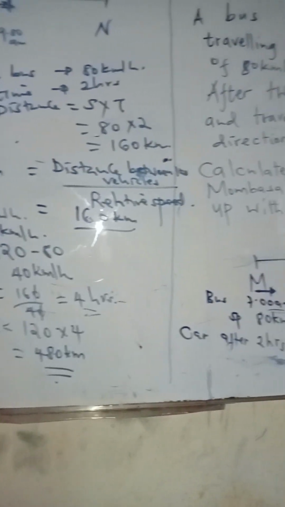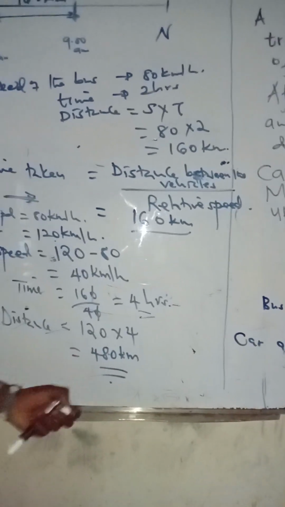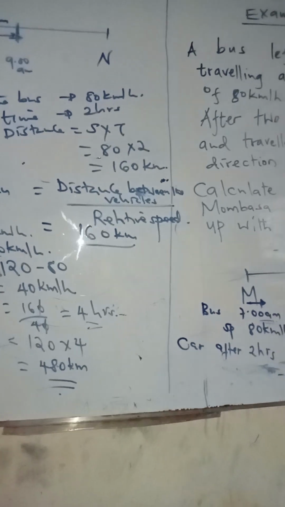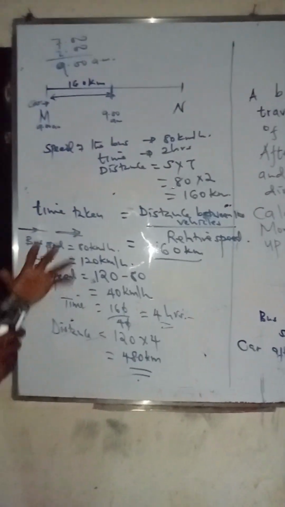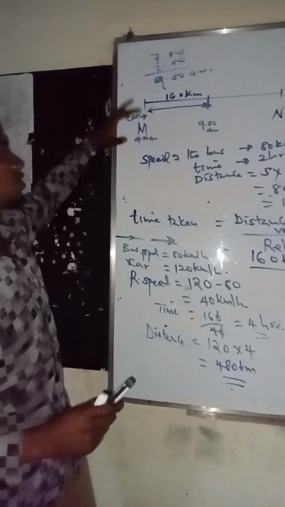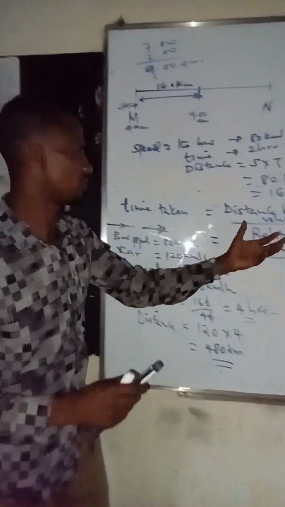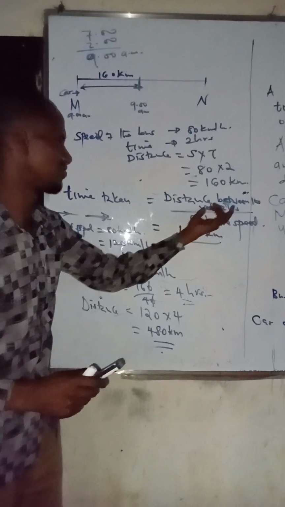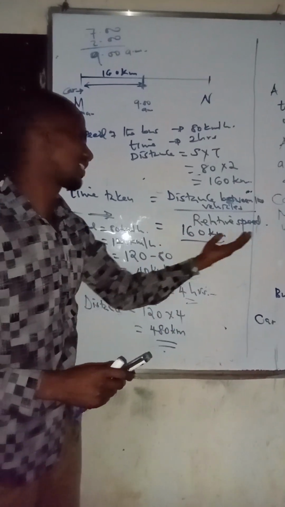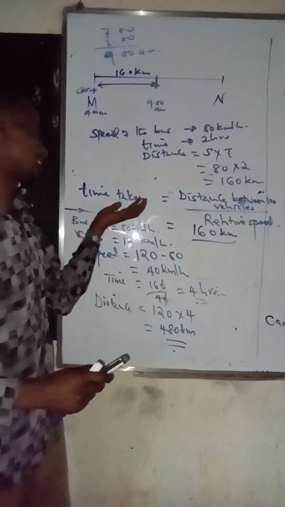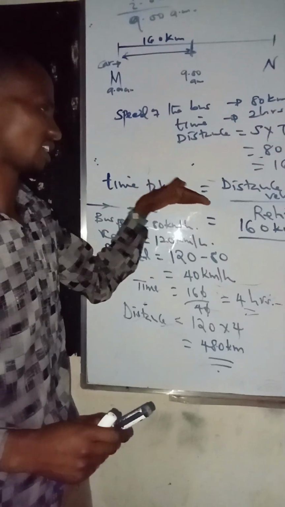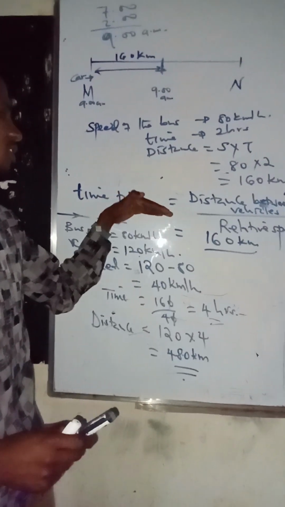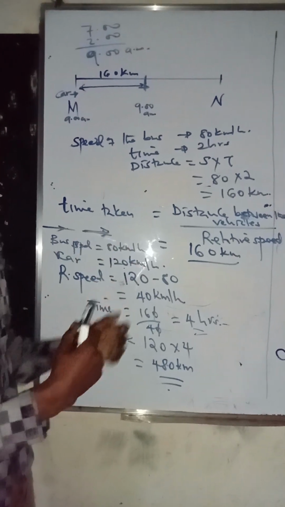So the car will cover 480 kilometers in order to catch up with the bus. That is how we do it. What I just want you to know is that what is very important here is the distance between the vehicles, which you divide by relative speed to get the time that the vehicle will take to catch up with another one, or to overtake another one.